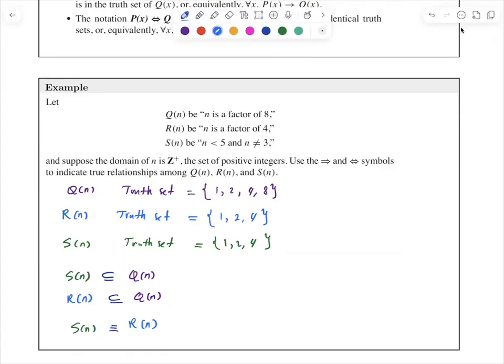And we can write it basically this way. We're going to say that Sn implies Qn, and also Rn implies Qn. And Sn and Rn are equivalent. Sn if and only if Rn.